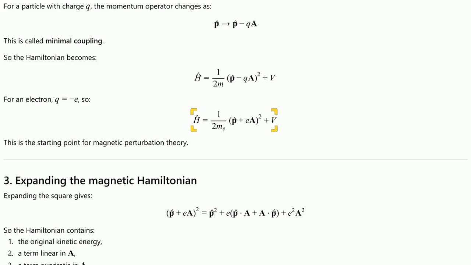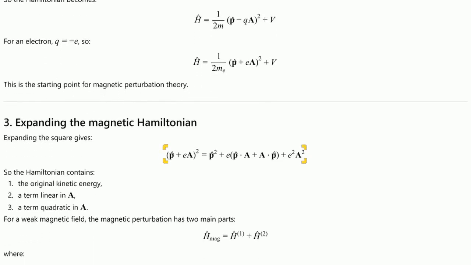This equation shows the required substitution. The standard momentum operator of the electron, p hat, must be systematically replaced with the sum of the original operator and the product of the electron's charge and the vector potential. The Hamiltonian requires us to square this new perturbed momentum operator. Expanding the binomial yields a specific three-part algebraic result.